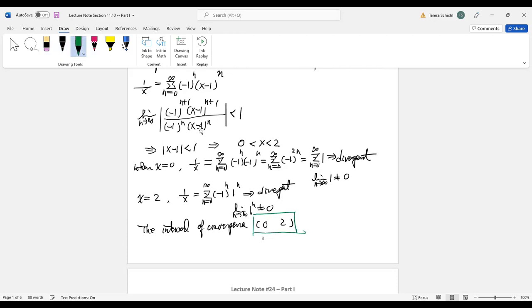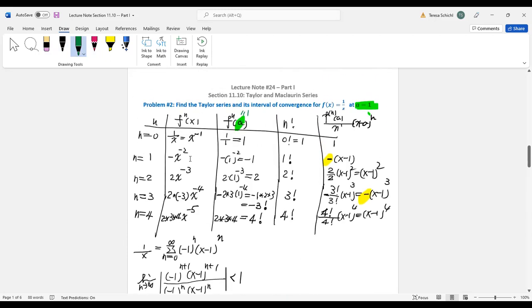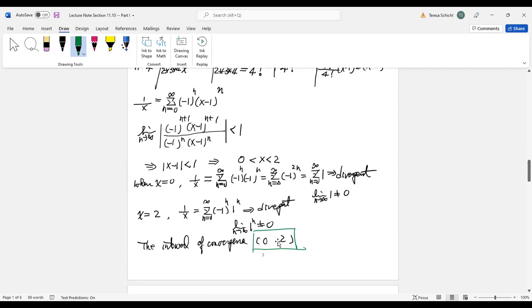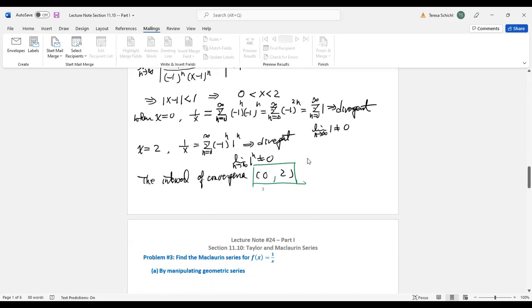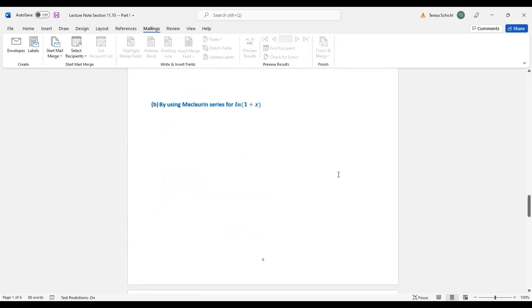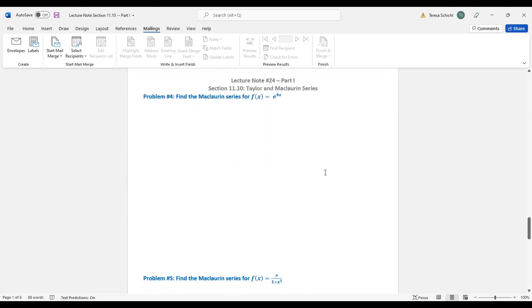That means I can write f of x equal to 1 over x as a Taylor series expansion only in the interval of convergence. All right. Okay, so now let's take a look at one more. Let's go do number 4 here.